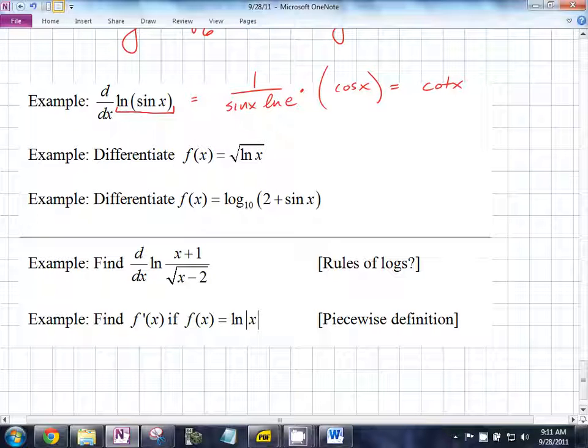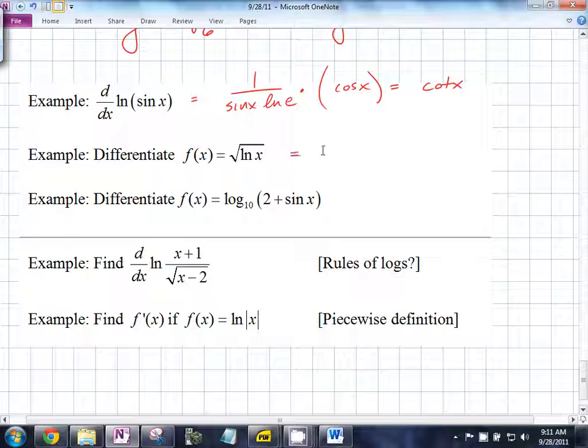Square root. It's literally on the outside of it, right? So in this case, that was the derivative. If we differentiate it, what's this going to be? 1/2 ln x to the negative 1/2 times 1 over x. 1 over x. Done. That's it.